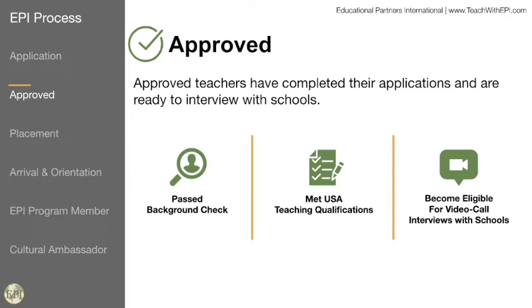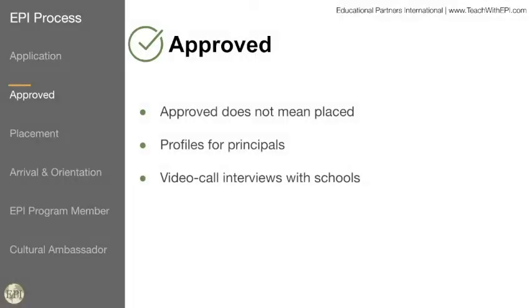Once you have uploaded all of your documents and passed 2 EPI interviews, you are then moved to the approved stage. Being approved means that your application with EPI is complete, you have passed a background check, you meet our requirements, and you are now eligible for school interviews.